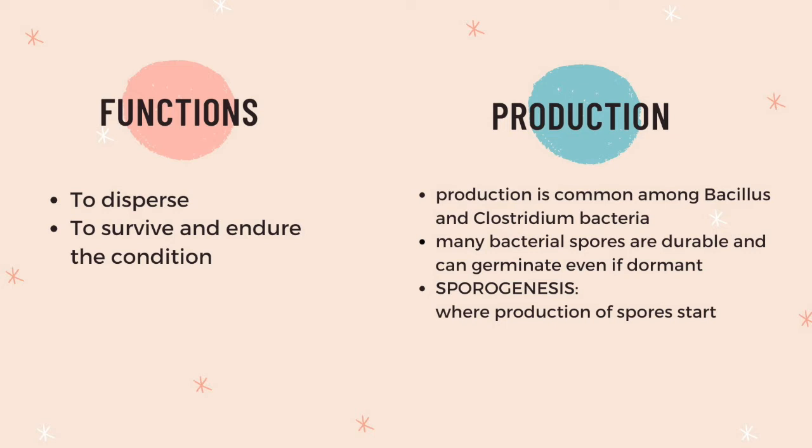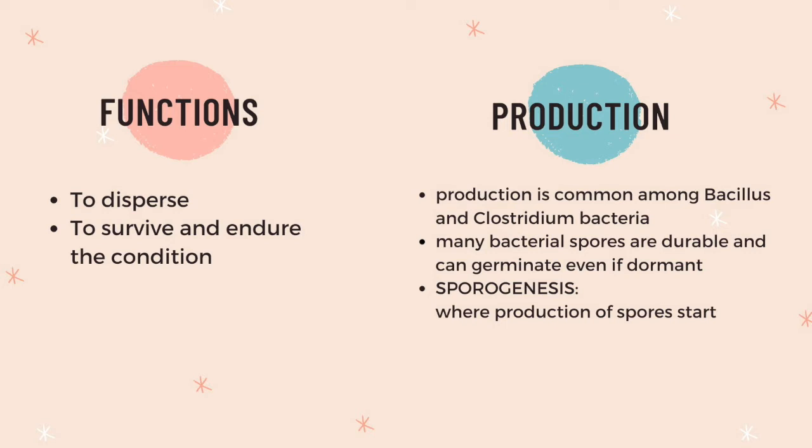By means of surviving, they are able to get through the harshness and humidity of the condition with the help of their thick walls. Spores also serve as a resting dormant form, which is known to be a type of bacteria. Spore production is most common among Bacillus and Clostridium bacteria. Some of the species are known to cause disease. Hence, many bacterial spores are highly durable and can germinate even after many years have passed, due to the dormancy.